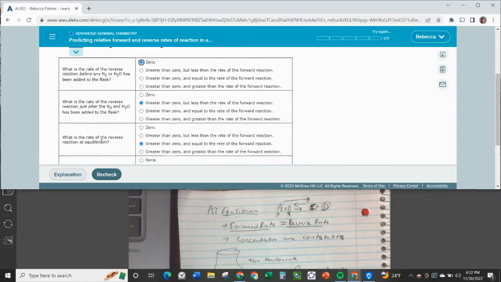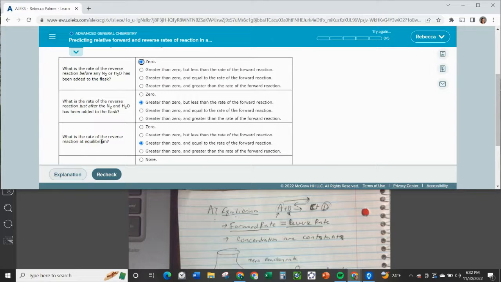Oops. Row 2. I don't know if that's true. Just after. Does it want this one?